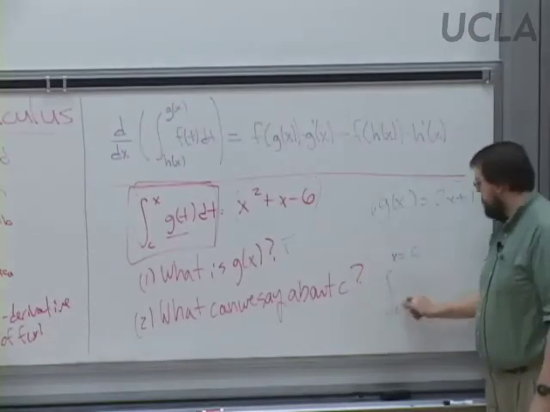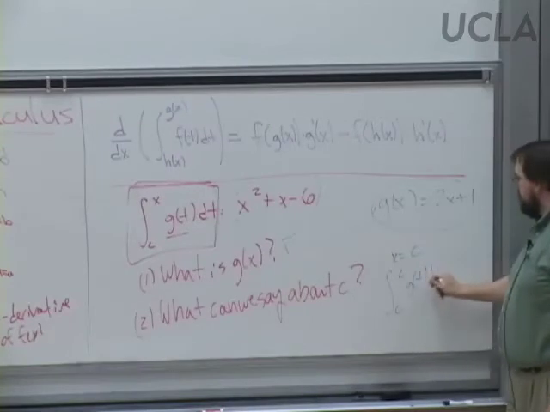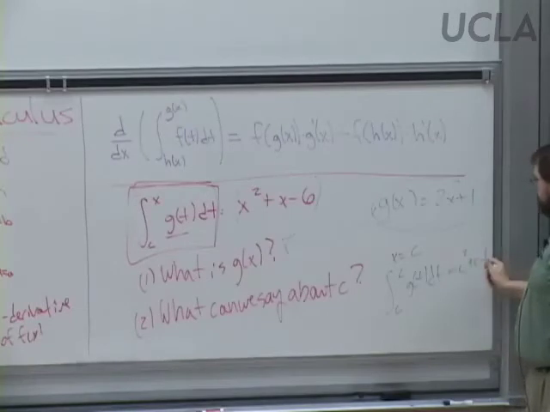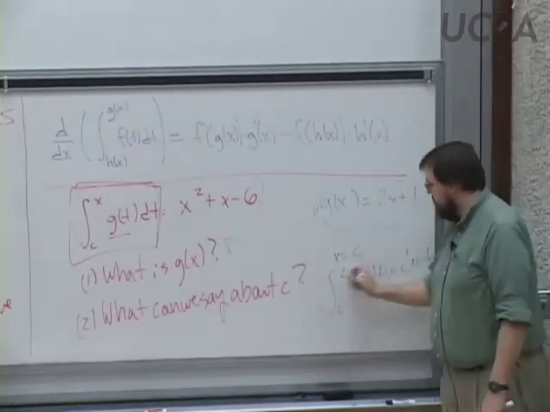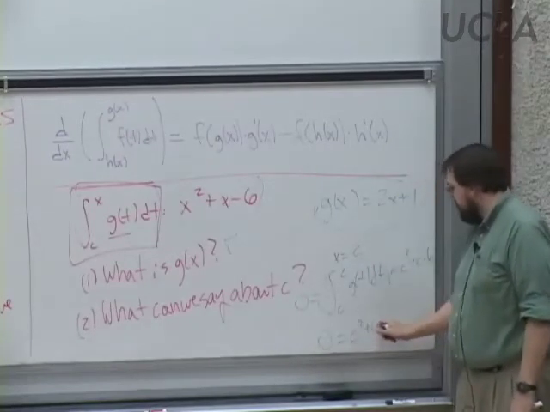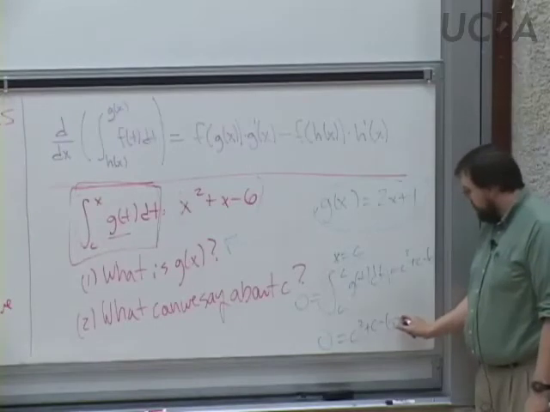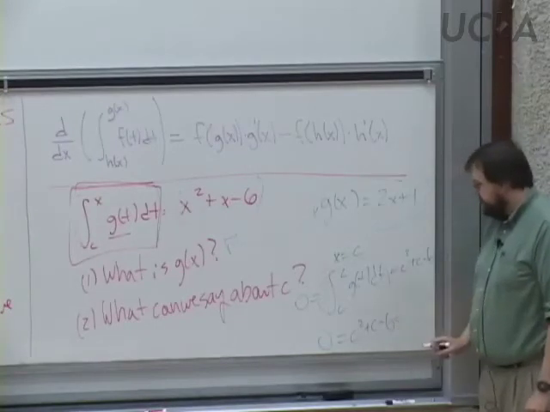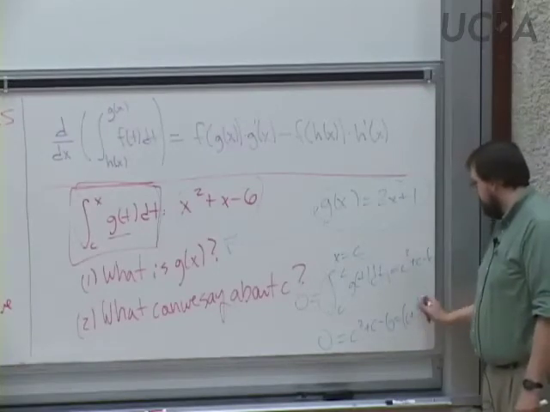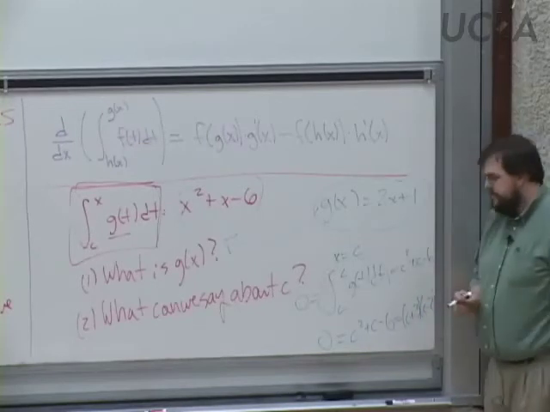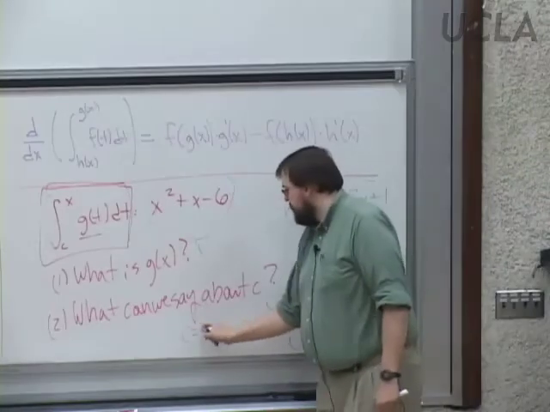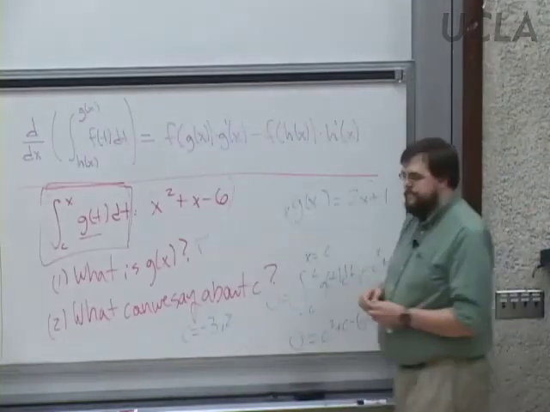So the integral from c to c, g of t dt, by definition, has to be equal to c squared plus c minus 6. But as we said, this is 0. So now we have 0 equals c squared plus c minus 6. Now, c squared plus c minus 6, can we do anything with that? We can factor: c plus 3 times c minus 2. So what can c be? Yeah, c can be negative 3 or 2. Either one works. Those are the only two that work.